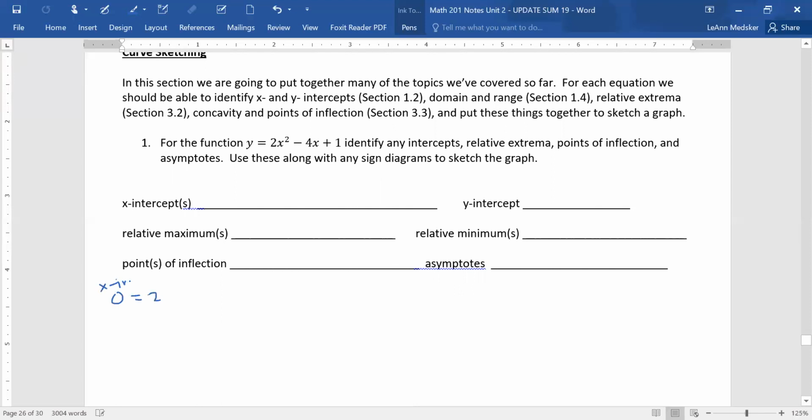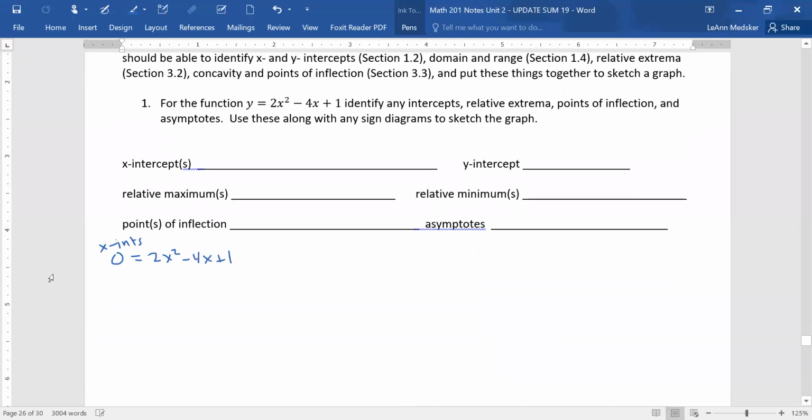So this is my work for x-intercepts. So that's 2x squared minus 4x plus 1. You could try factor by grouping, but it does not work. This does not factor. So the only way to get those is to do the quadratic formula. So remember, this is a, b, and c. So negative b would be 4 plus or minus the square root of b squared minus 4ac all over 2a. So that is a formula from algebra.